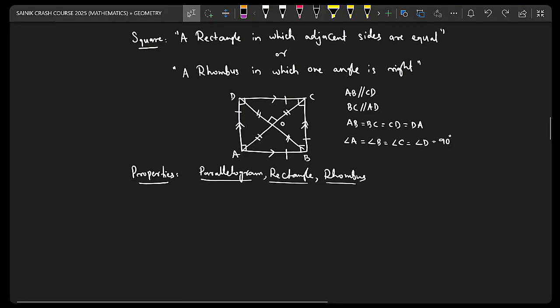Manaswini, you're not audible. Sir, what is your doubt? Sir, I didn't understand trapezium.